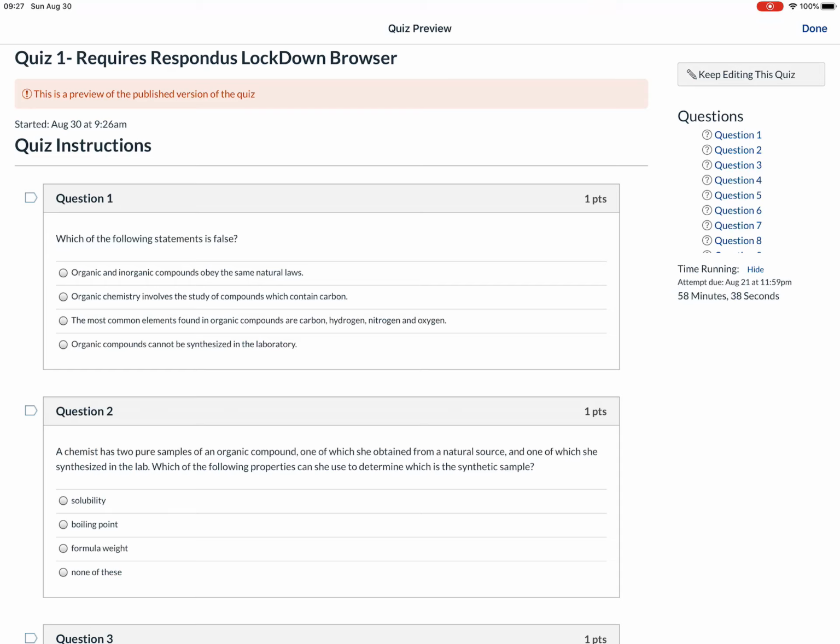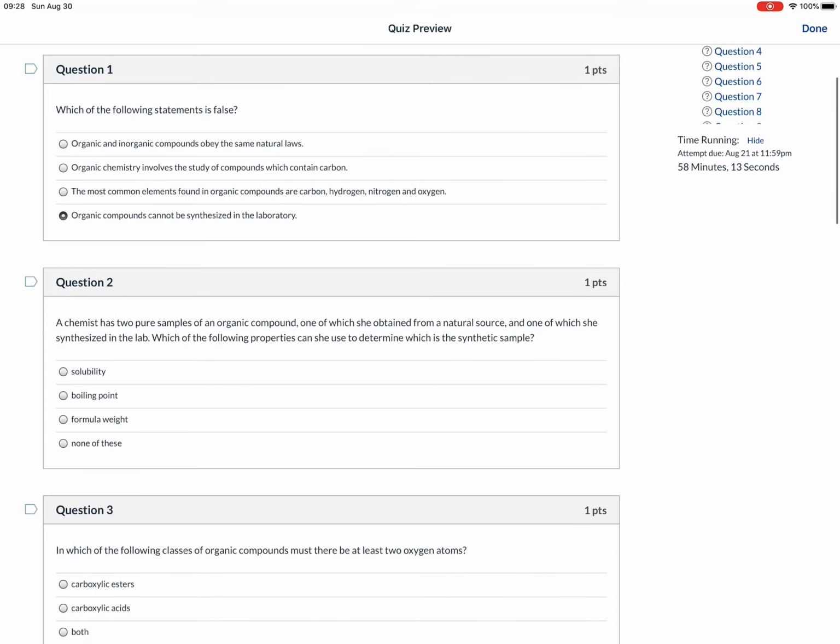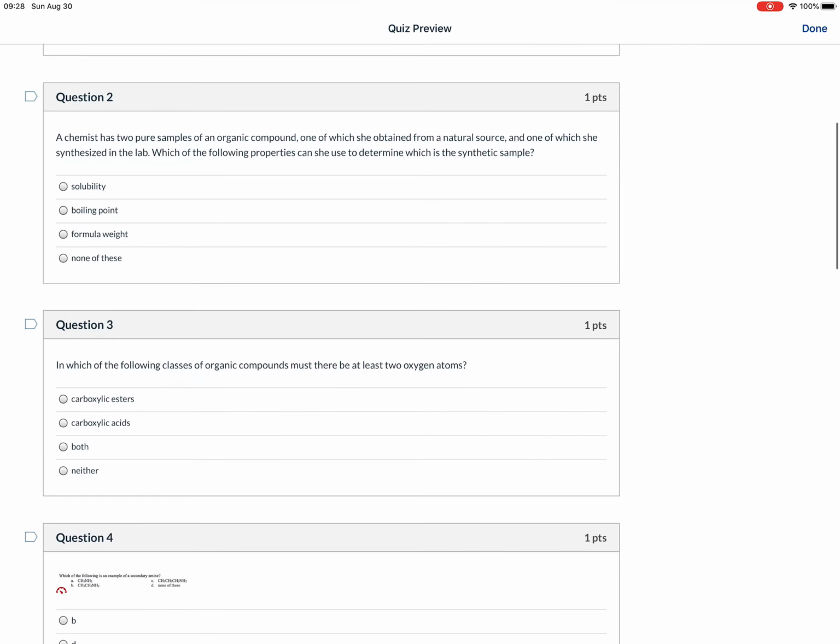Which of the following statements is false? Organic and inorganic compounds obey the same laws of nature. That's true. Organic chemistry involves the study of compounds containing carbon. That is true. The most common elements found in organic compounds are carbon, hydrogen, nitrogen, oxygen. That is true. Organic compounds cannot be synthesized in the laboratory. That's false. Organic compounds can be synthesized. In fact, we talked about urea being the first one.